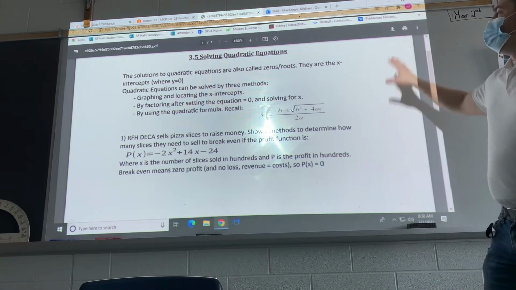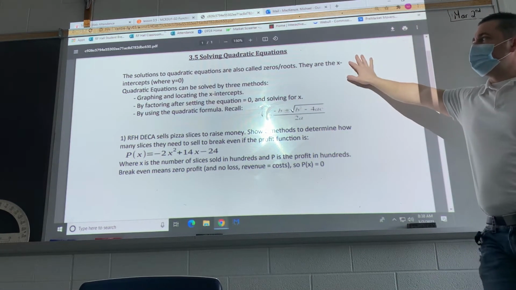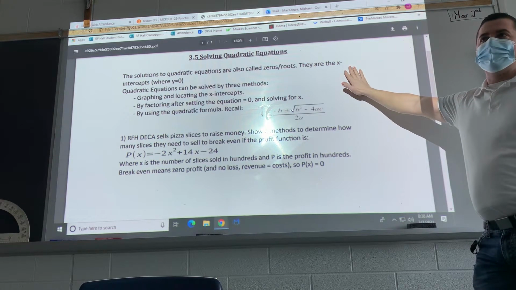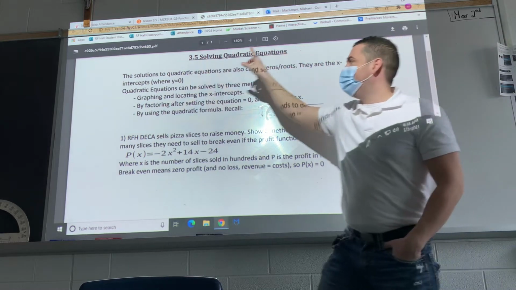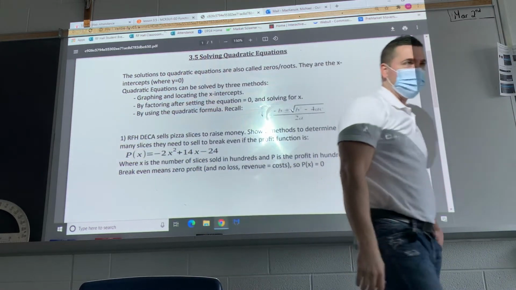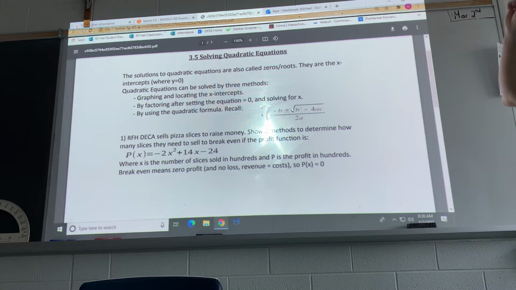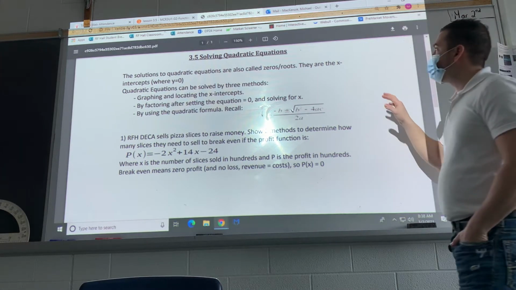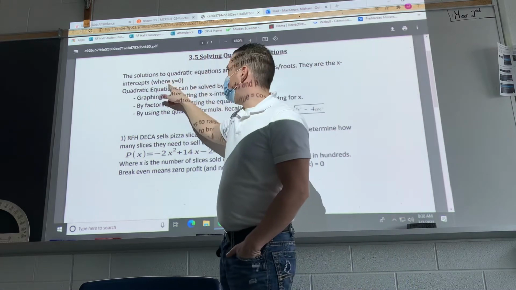Remember that the solutions to quadratic equations are called the roots or the zeros. Roots, zeros, and x-intercepts are all the same thing, and that's where your y value is equal to 0.